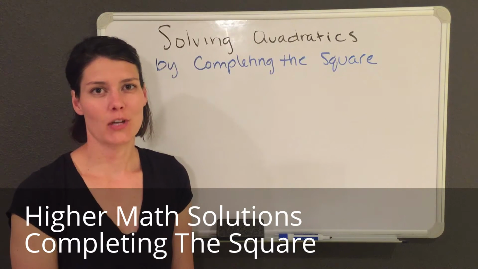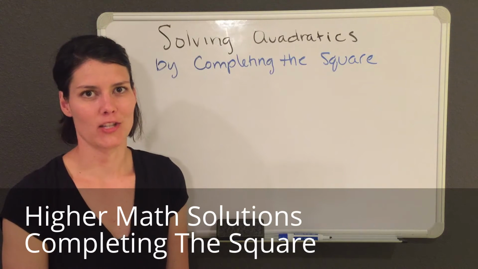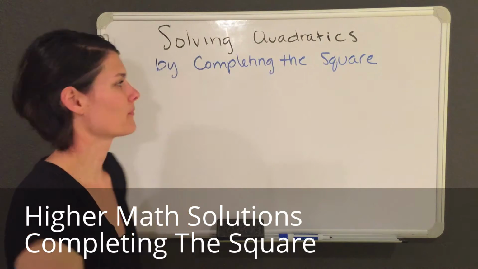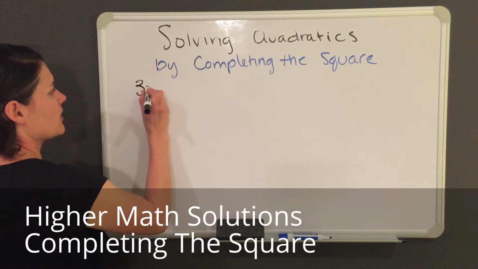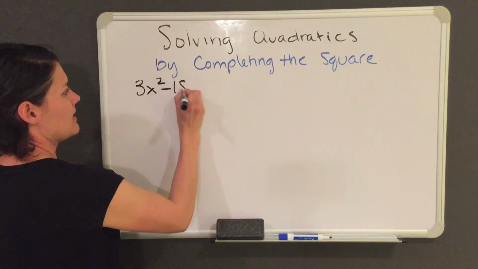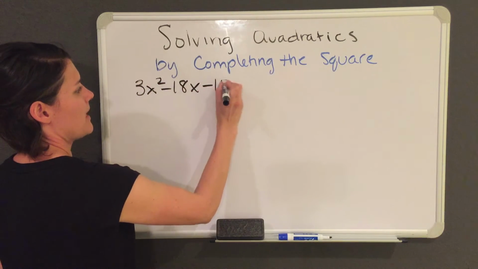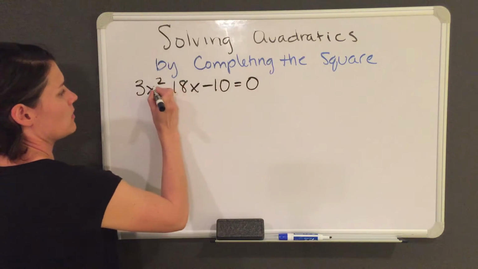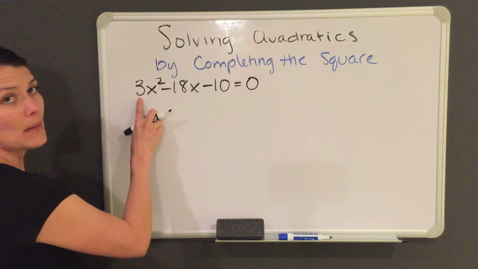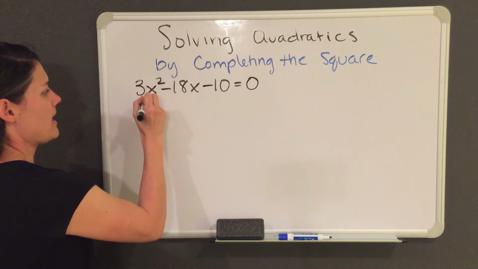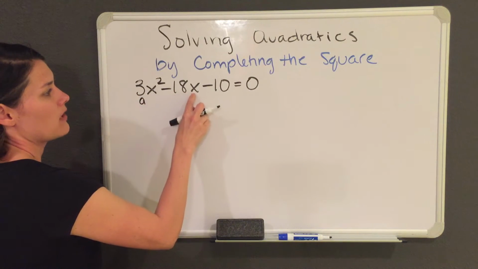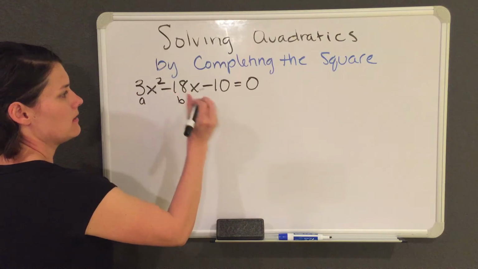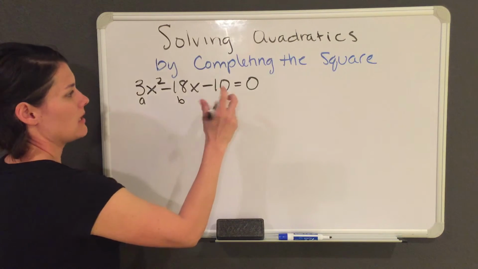This video tutorial will go over how to solve quadratic equations by completing the square. My example is 3x squared minus 18x minus 10 equal to 0. The number in front of x squared is our a. The number in front of x to the first is b. And your constant at the end is c.